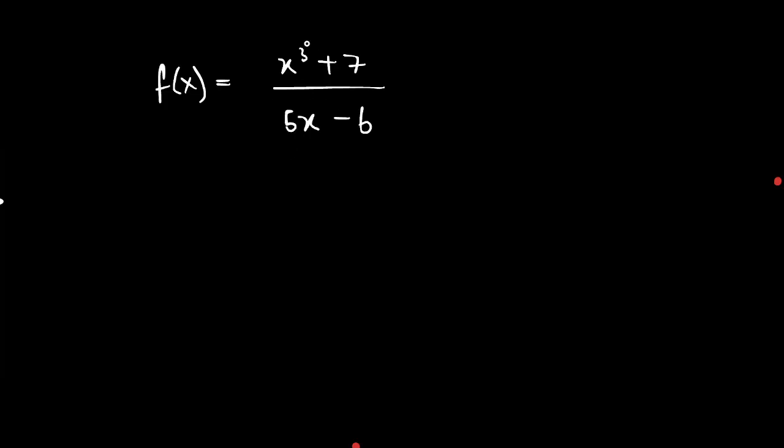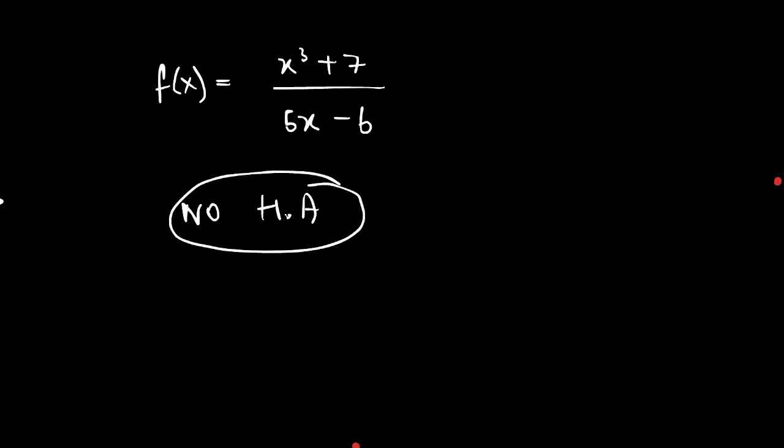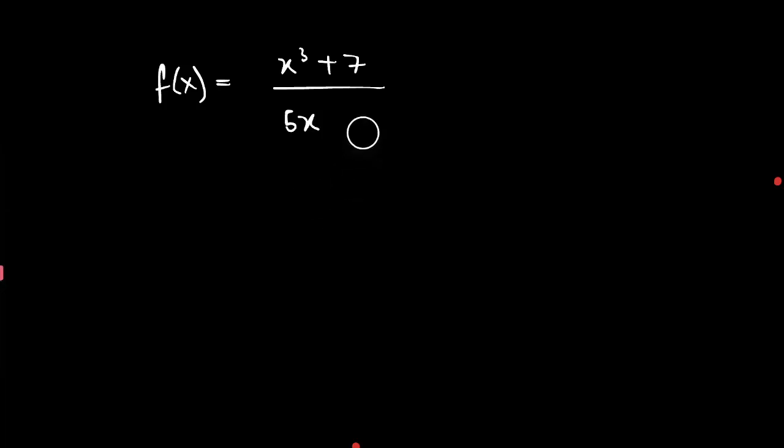So here, we can clearly see that the numerator has a much faster growth than the denominator does. So if you recall back to our rules, what that means is that we have no horizontal asymptote for this function. And that's really, that's it. That's the answer to this question. It's pretty simple. So now let's look at another one.